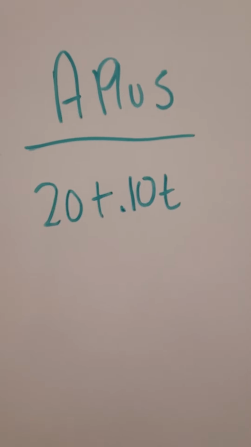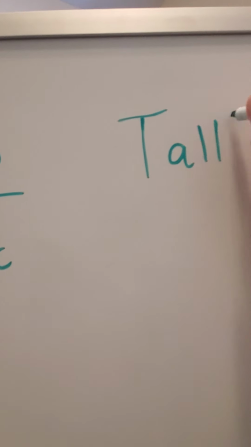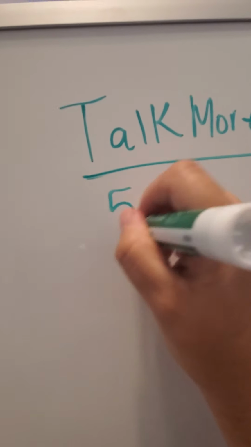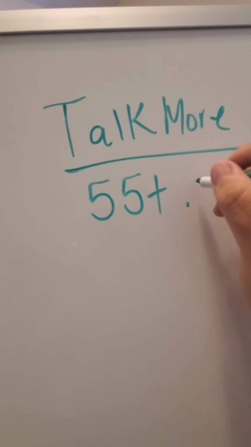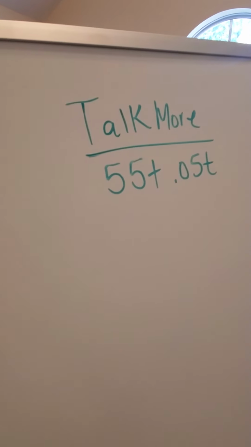Nothing complicated. All right. Then we have Talkmore, a competing company. They offer a plan of $55 per month for an identical unlimited calling and data plan, and 5 cents per text message. All right, so Talkmore. They charge $55 plus 5 cents per text message. Okay, everybody good with that?